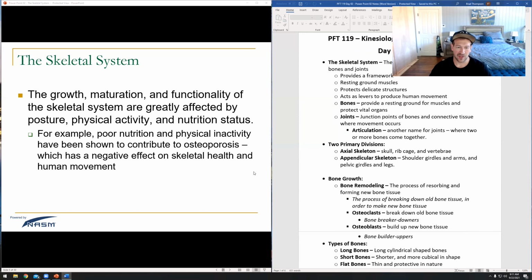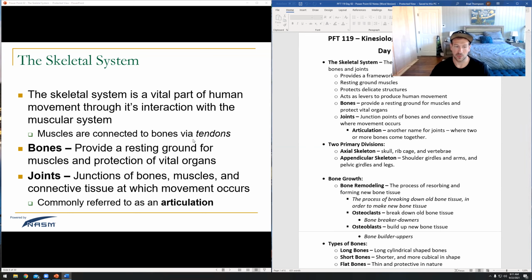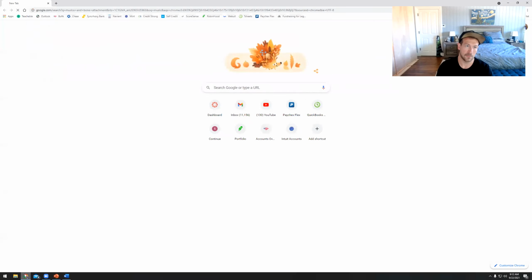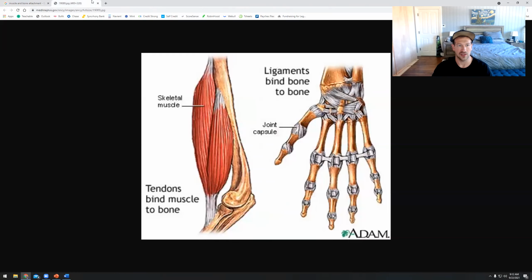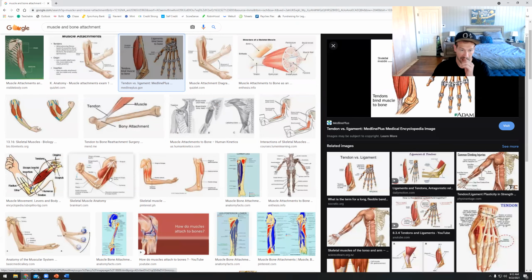All right, so that's osteoporosis, and that's what we're trying to avoid with a healthy skeletal system. The skeletal system is a very vital part of things, a huge part of human movement because it interacts with our muscular system. It gives our muscular system something to move, and your muscles are attached with these big long tendons. Looking at this little white section here, you have the muscle belly, the bright red section, and it becomes this little white bit before it inserts onto the bone. Those are the tendons we're talking about.